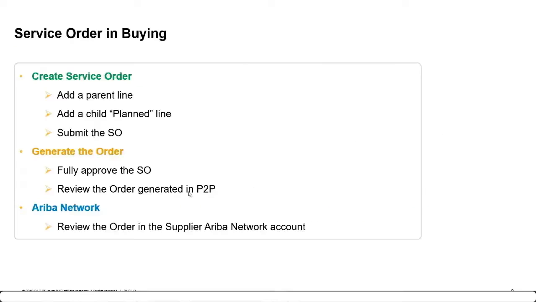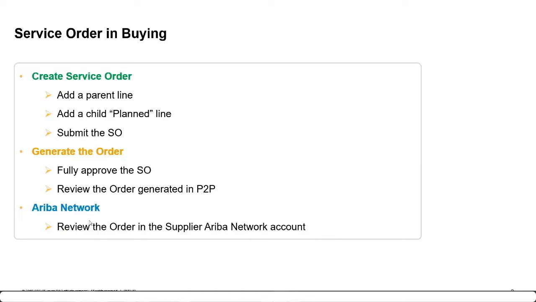We will look at how to create a service order in the buying and invoicing solution of the P2P, Procure to Pay solution. We will focus on how to create a service order with a parent line, and we will add a child planned line underneath that parent line, and that will constitute the service order. After submitting that service order created via the requisition document and then getting fully approved, we will look at how the order looks like in the P2P solution.